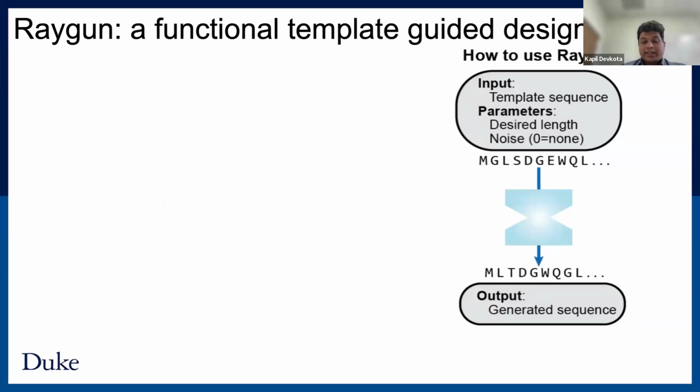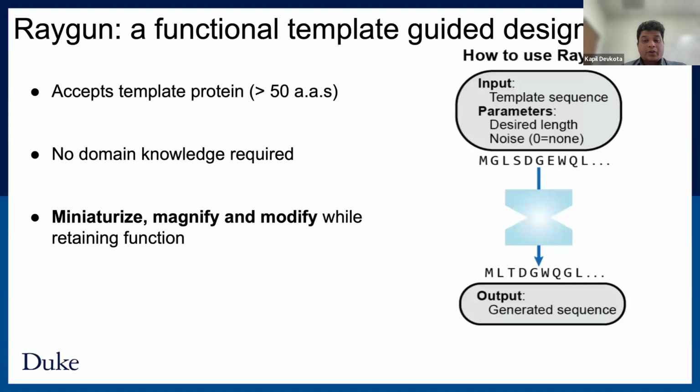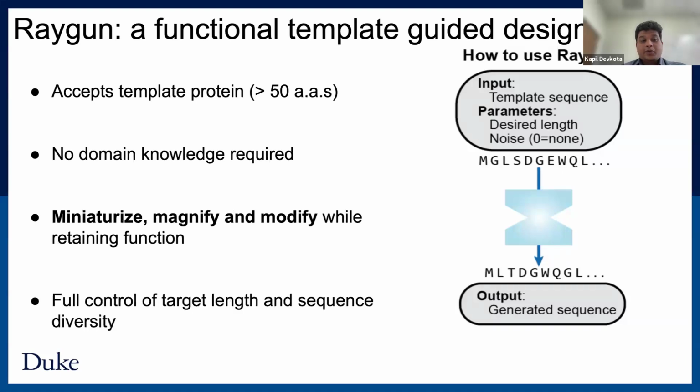So our solution to this template design problem is a fully functional template guided design tool called Raygun. The novelty of Raygun is that it can be used to miniaturize and expand a protein, and it takes in any template protein greater than 50 amino acids. It does not require any domain knowledge for sampling and prediction. You can miniaturize, magnify, and modify while retaining function. And finally, it gives you full control over the target length and the sequence diversity.